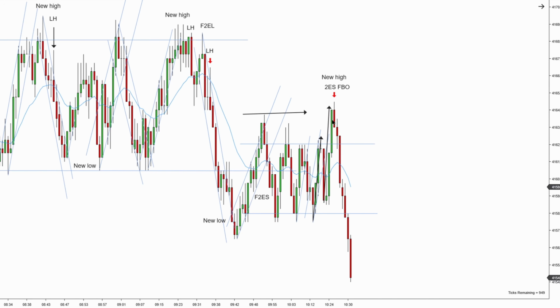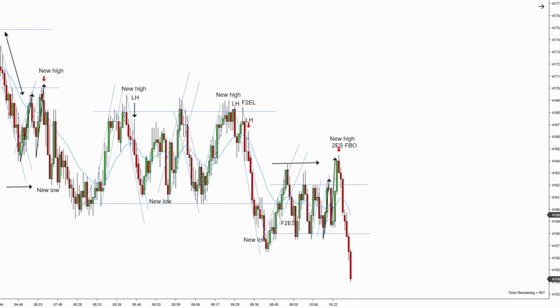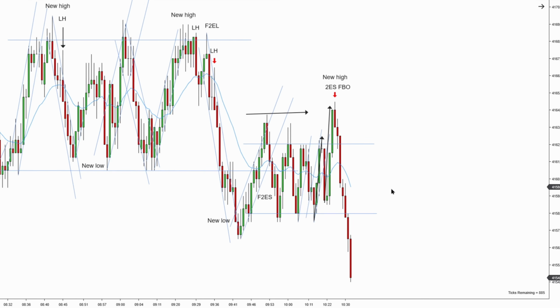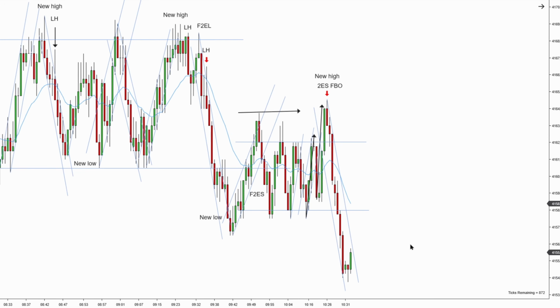You fade the breakouts, especially if the structure is more bearish, because if I zoom back, you can see that every single major high is just lower and lower in general. So this was quite unexpected. You don't know this is going to happen, but it generated a very strong bearish momentum.